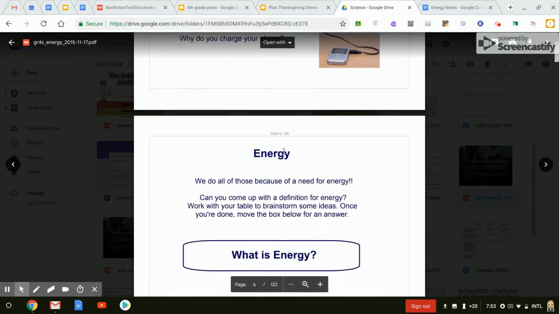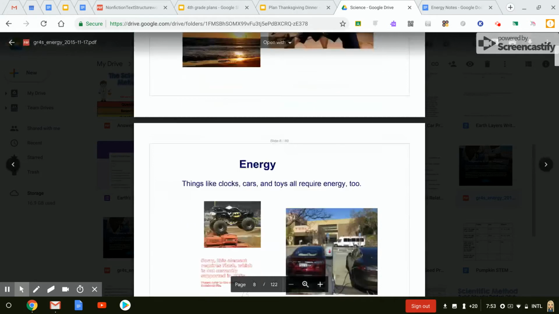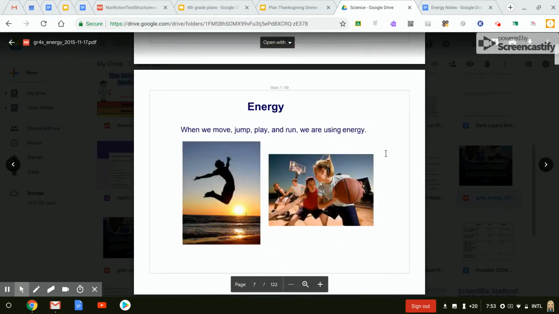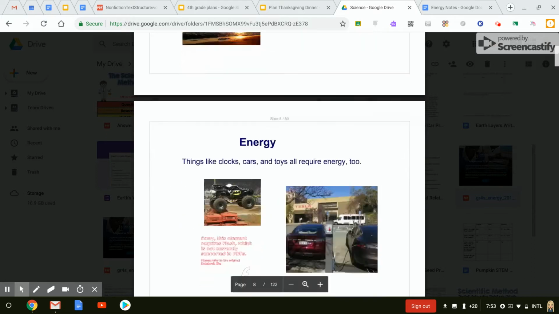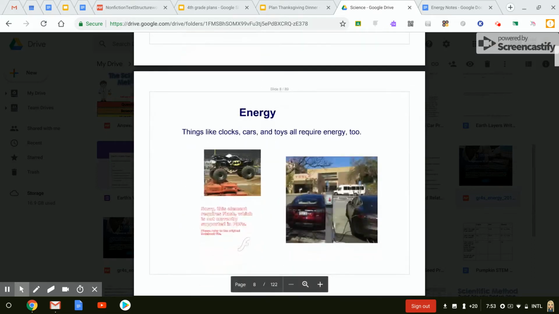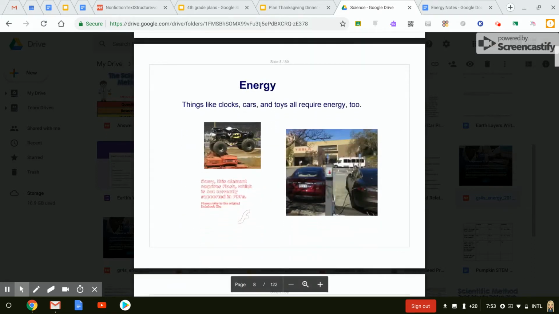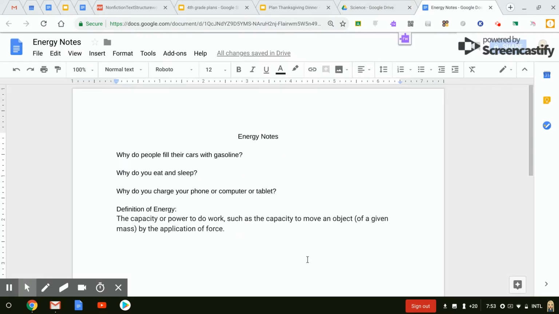So as we go down here, you can see when we move, jump, play, run, we are using energy. These pictures show that. Things like clocks, cars, and toys all require energy too. So again, if we look back at our definition, the power to do work, moving an object by the application of some kind of force, and we'll talk about the different forces that drive energy, that gives us energy.